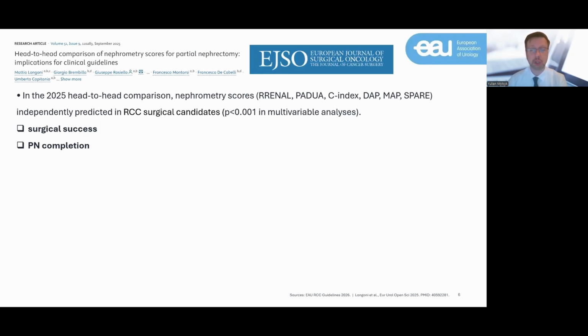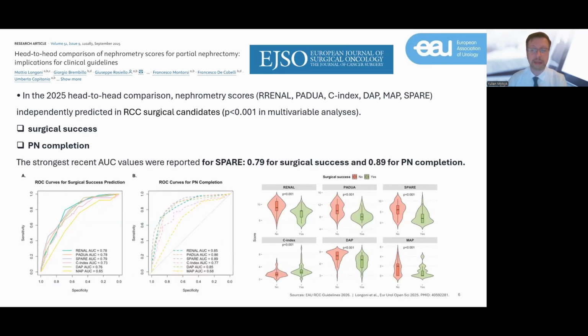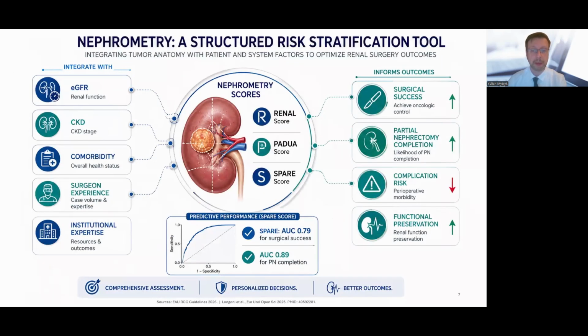Recent comparative evidence showed that nephrometry can predict relevant surgical outcomes. In the head-to-head study, the SPARE nephrometric system performed well, with an area under the curve of about 0.79 for surgical success and about 0.98 for completion of partial nephrectomy. Therefore, nephrometry should be viewed as a structural risk stratification tool. It's not only a descriptive radiology add-on; the score should be interpreted together with eGFR, chronic kidney disease, morbidity, surgeon experience, and institutional expertise.